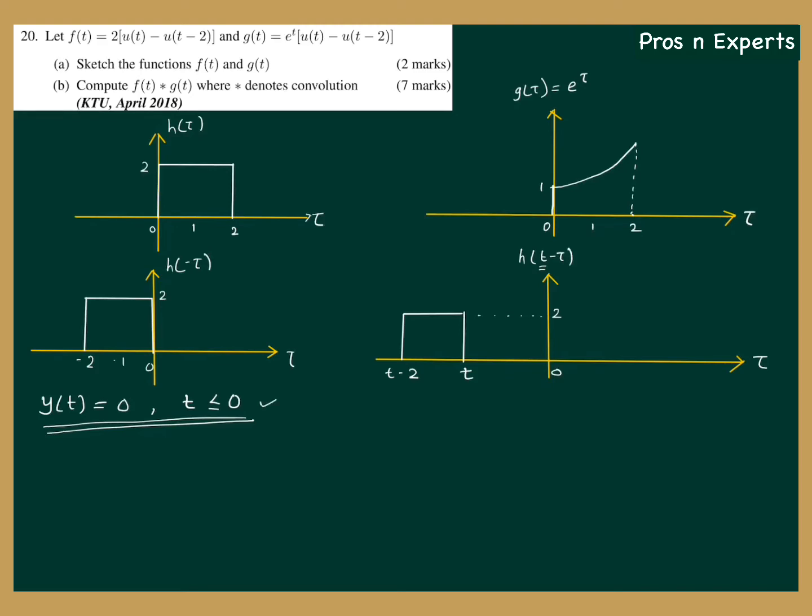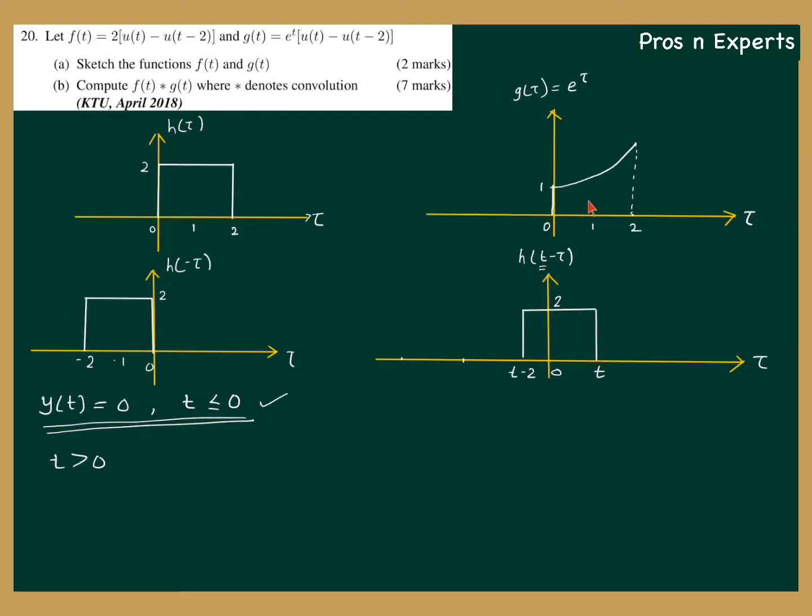Now that we have obtained the first segment of output, what is the next condition? The next condition is for t greater than 0. That means this leading edge comes closer to g of tau, and the leading edge enters into g of tau, but the tail edge is still out of g of tau. Only the leading edge is overlapping with g of tau, but not the trailing edge. Let me draw that condition.